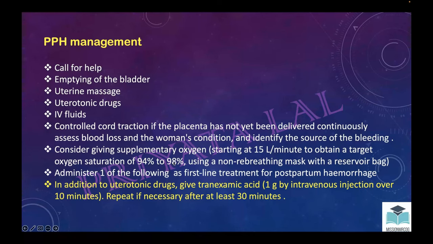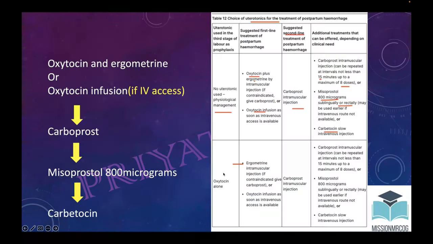Now what is the first line management for PPH? This part of the guideline has become new. What you use first for PPH medication will depend upon what she was taking before. Usually this is the sequence you will find: they are giving first preference to syntometrin, or oxytocin infusion if IV access is there. After that it will be carboprost, after that misoprostol, after that carbetocin. I don't know how much it is necessary, but one-time reading is important.